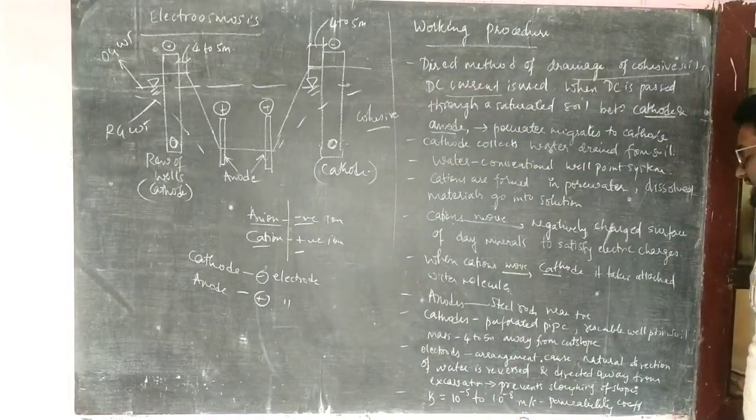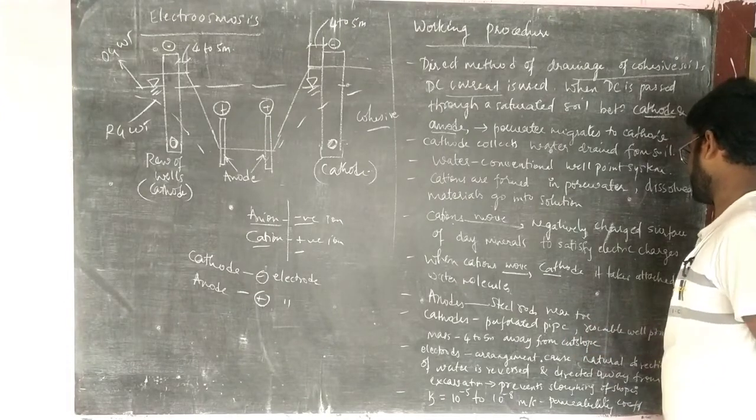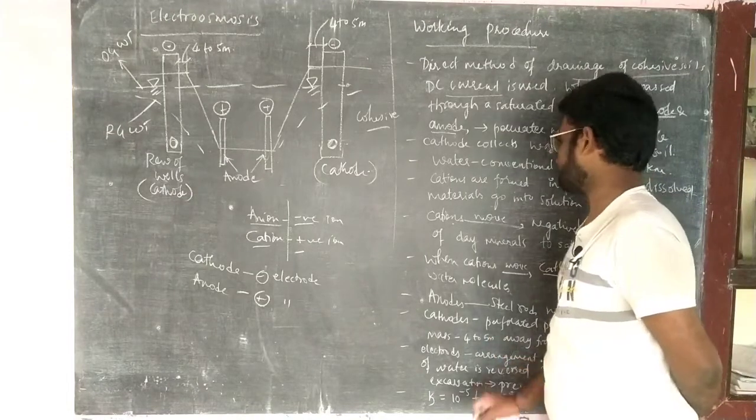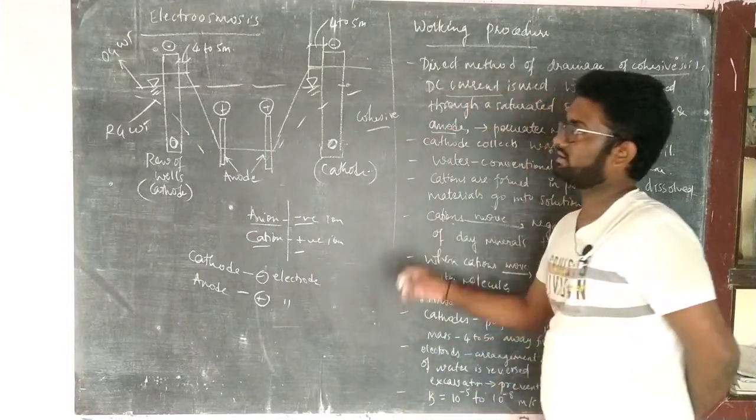Next, the anode is represented as a steel rod which is present near the groundwater, that is the toe, and the cathode has a perforated pipe which resembles a well point in a soil, and it is placed up to 4 to 5 meter away from the cut slope. It has a cut slope, and how far away from the cut slope is it?